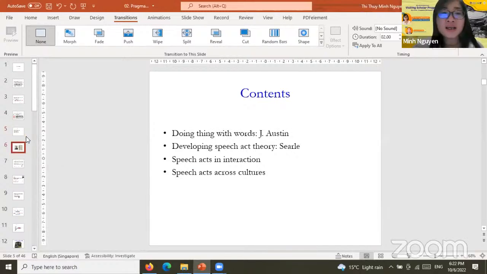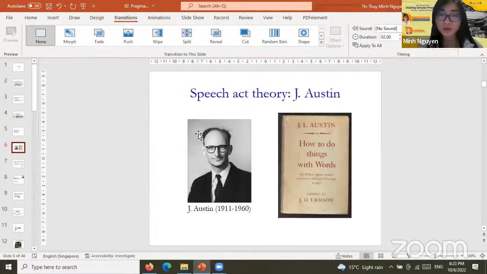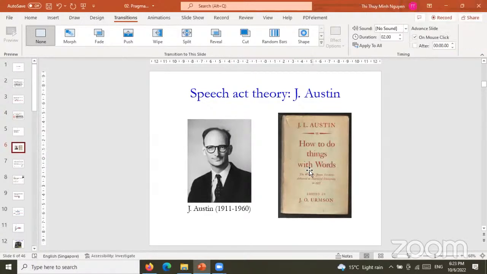Okay, thank you. Right, so the first person who is very important in the theory of speech act is this guy, John Austin. He wrote only one book, How to Do Things with Words, but it's a very important book in the field. So whoever learns pragmatics has to read it.